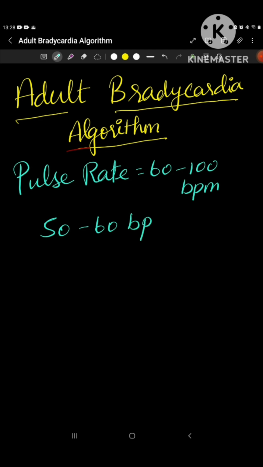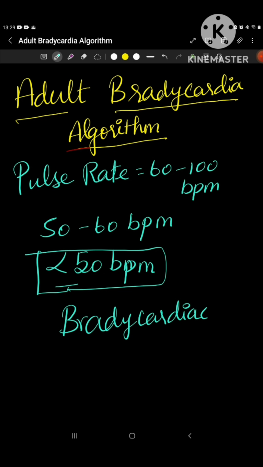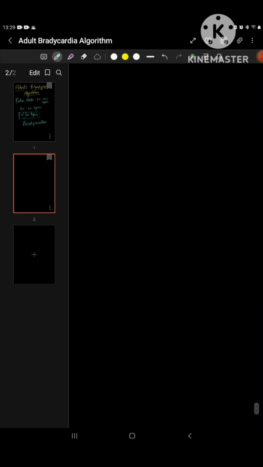It's not required to do any particular intervention, but when it becomes less than 50 beats per minute, it is time to start the intervention. When a patient is less than 50 beats per minute, we consider them a bradycardic patient, and we have to start the treatment immediately. So let's see the flow chart and discuss what has been given.